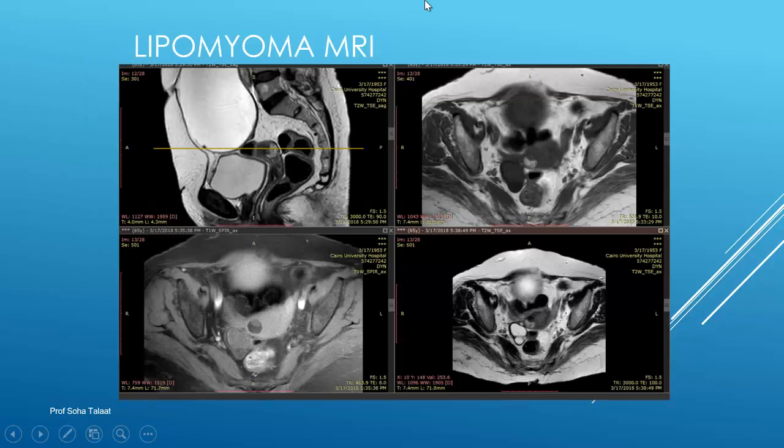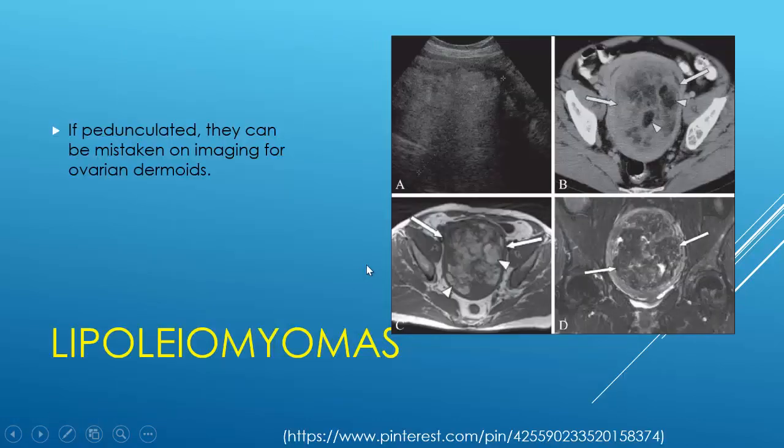Here is a lipoleiomyoma. Here is the small lipoleiomyoma seen here, suppressed on fat suppression and bright on T1. This is the bright signal on T1 and suppressed on fat suppression. This is another case of lipoleiomyoma showing heterogeneous signal.